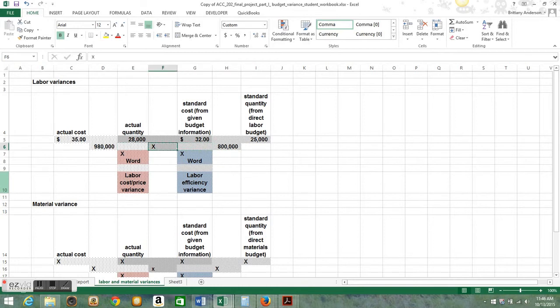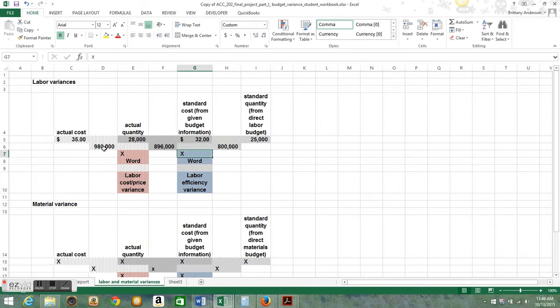My middle information here, this middle cell, wants to know if I paid out at 28,000 hours on my standard price, how much would it have cost me? So I'm just going to multiply these two together and come up with my middle number. This middle number is what I will use to then calculate my variances. So, had I paid my employees the $32 an hour at the actual quantity of 28,000 hours, I would have paid $896,000. But I paid $980. Alright, so you get the gist. And then you can determine whether they're favorable or unfavorable.